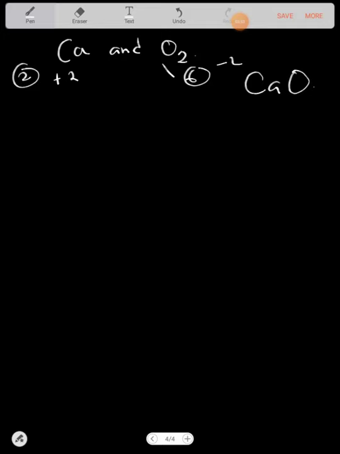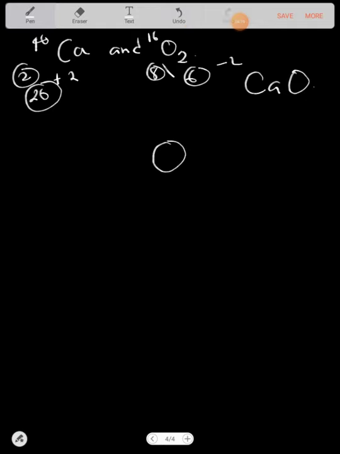Now calcium has 40 mass number and 20 atomic number. Oxygen has 16 mass number, while it has 8 atomic number. So all we're interested in is atomic number. When we draw the circle, so let me do this. 1, okay, let me do this.